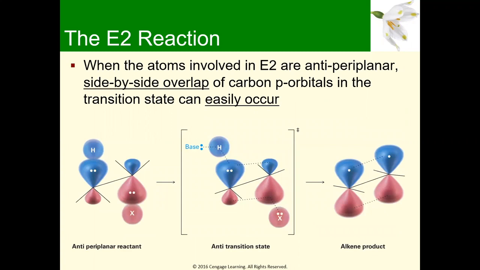Because when you've got that anti-periplanar arrangement of the atoms involved, that side-by-side overlap between the orbitals that become available, the carbon p orbitals, is easy to facilitate. It's right there, so it occurs easily. So when the atoms involved in E2 are anti-periplanar, side-by-side overlap of carbon p orbitals in the transition state can easily occur. And remember, that's what a pi bond is. A pi bond is not that head-to-head sigma overlap, right? The pi bond is that side-to-side overlap that acts more like a rubber band or a belt holding the two atoms together, above and below the bond axis.